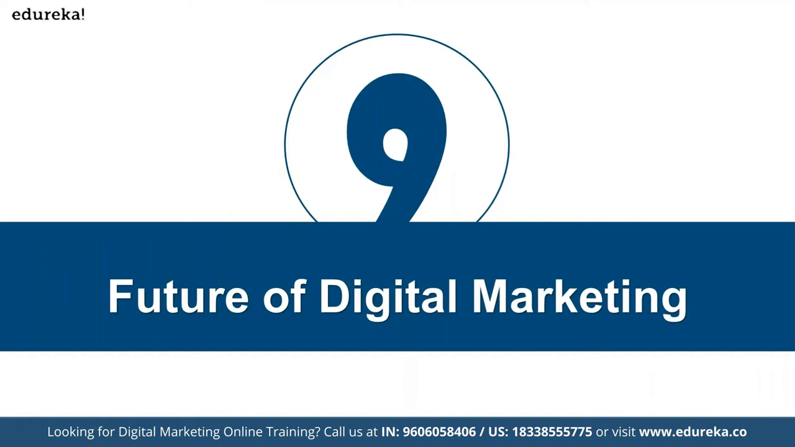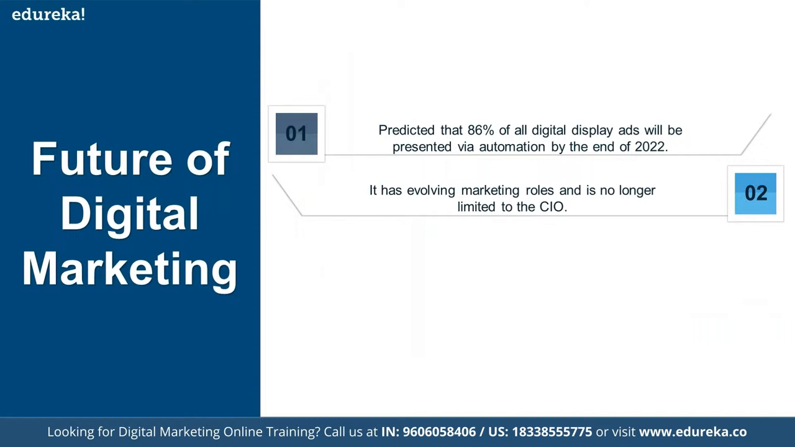Okay, so what is the future of digital marketing, guys? It has been predicted that 86% of all the digital display ads will be presented via automation by 2022. Again, automation is part of artificial intelligence or machine learning, that is the future. Number two, it has evolving marketing roles and is no longer limited to chief information officer or chief marketing officer. You can have at least 30 plus people in the marketing department and still have different roles with them. Growth hacker, ad specialist, this specialist, that specialist, this manager, that manager. There are ample opportunities in a single company, industry or category, okay?